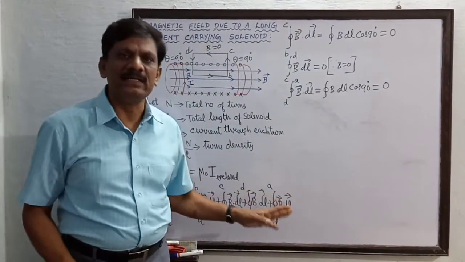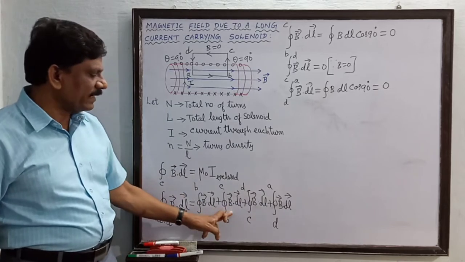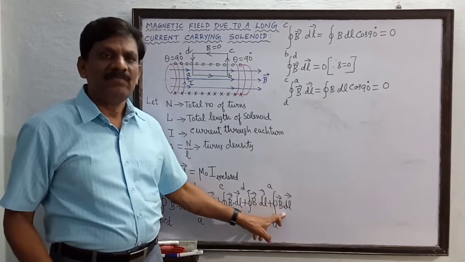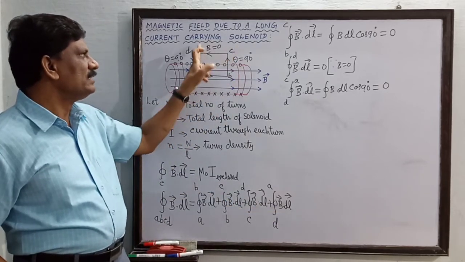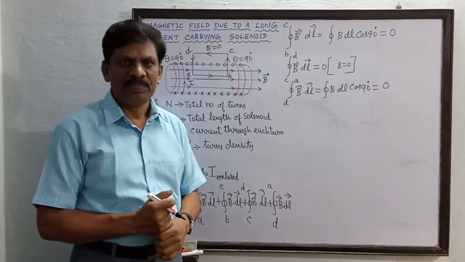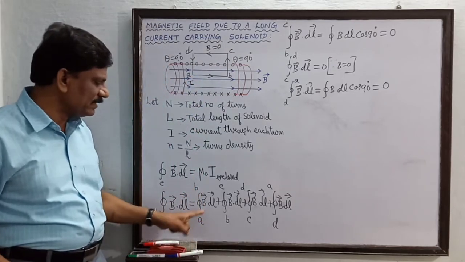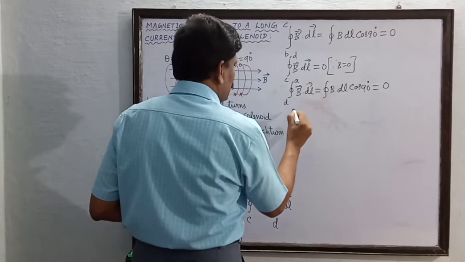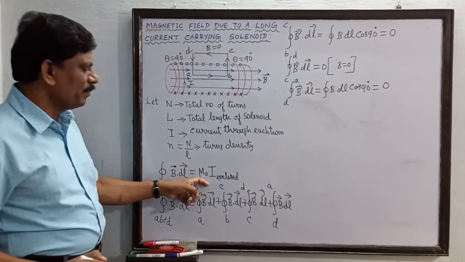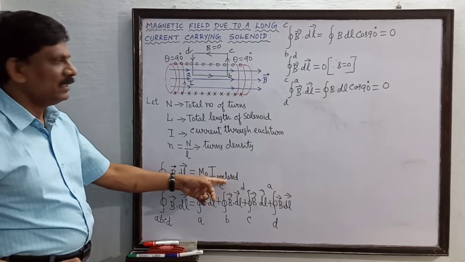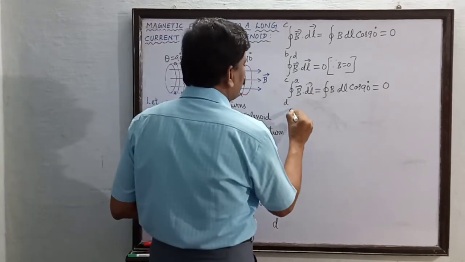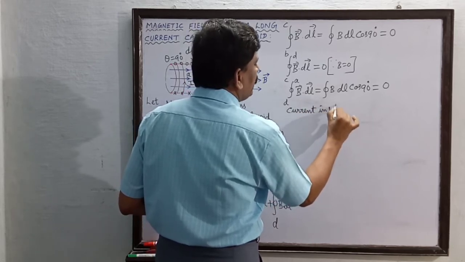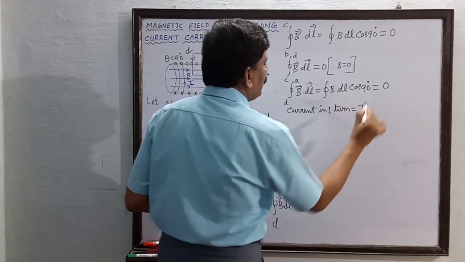So did you understand that in this right hand side the second, third and the fourth elements, the dot product of B dot dl for the three elements namely BC, CD and DA become 0. So only one element is remaining, that is integral A to B B dot dl. Okay. So now the right hand side I am going to see here mu naught times the current enclosed. Now current through one turn is equal to capital I.